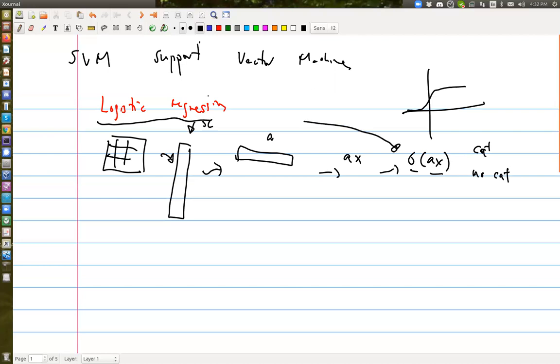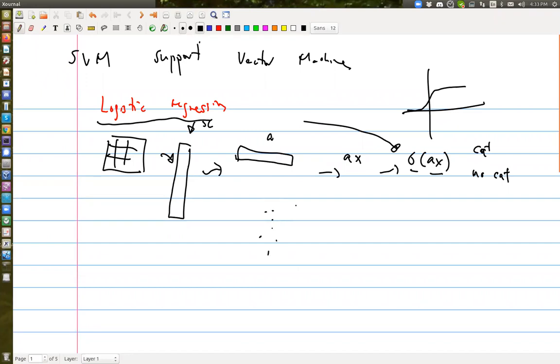The name of this method is a little bit misleading because you are really solving a classification problem, but you can think of using a logistic function and doing regression, a fancy word for fitting a logistic function. Therefore it's called logistic regression.